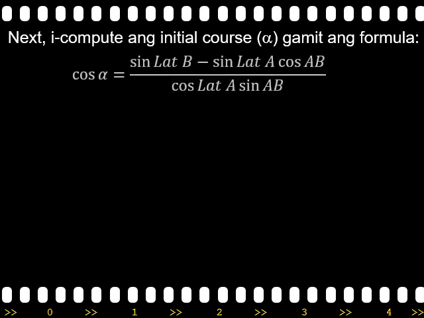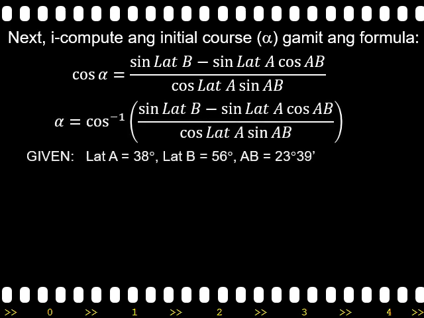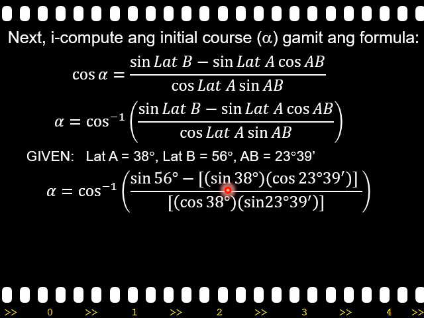Okay, so next, let's try to compute the initial course. So, alpha, using our formula. So, ito na yung formula na ginamit natin kanina based sa ni-derive natin. So, kung isa-substitute natin siya, gagamitin din natin dito yung nakuha nating value kanina for the great circle distance, which is AB. So, yun yung 23 degrees and 39 minutes. So, pag nagawa na natin yan, makukuha nating final answer is 33 degrees and 1 minute.